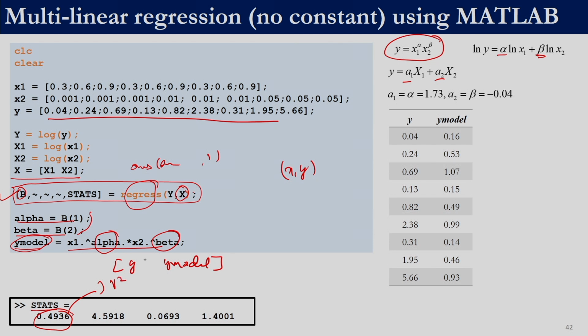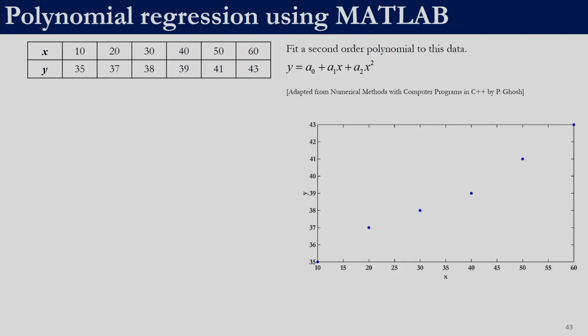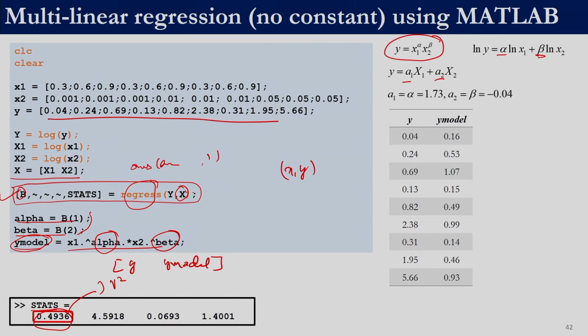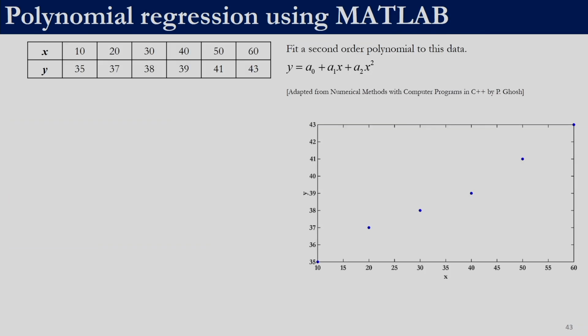So, R square in this case is 0.4936, which is not a very good value. Okay, so that is about multilinear regression. Now let us go to polynomial regression.